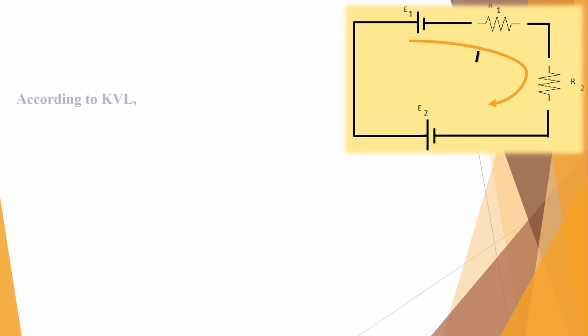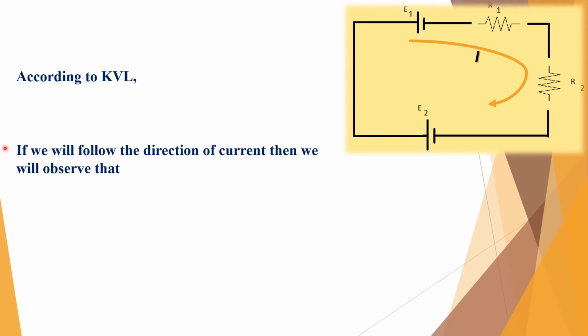According to KVL, Kirchhoff's voltage law, if we follow the direction of current, then we will observe that across E1, from the positive to negative side, there is a fall of potential, that is minus E1. Through resistor R1, the potential drop is minus IR1. Across resistor R2 there is a potential drop, minus IR2.